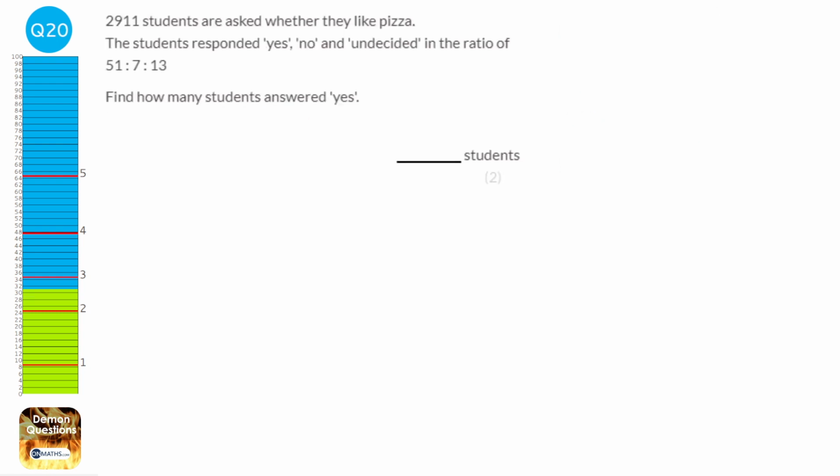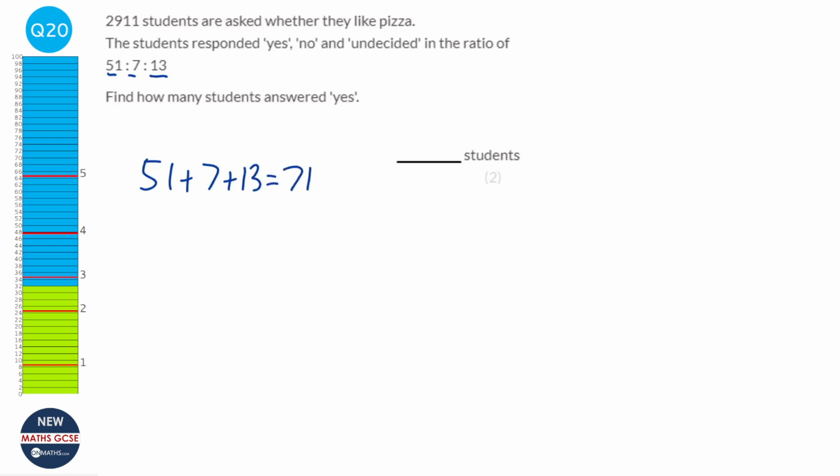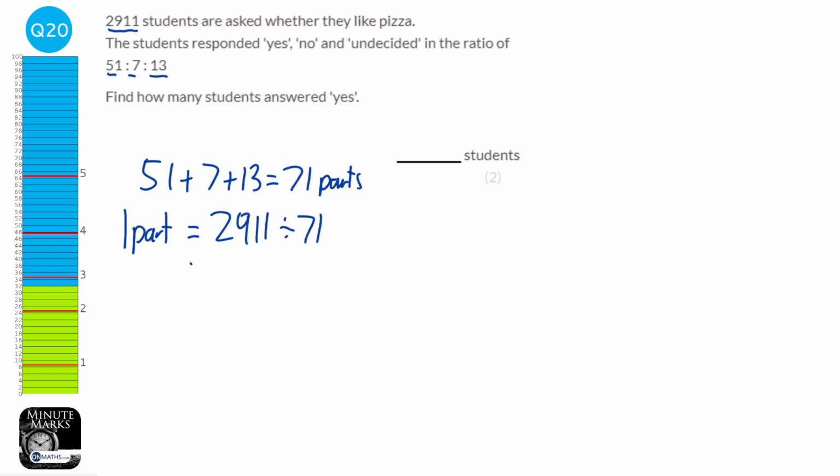We've got to first of all work out how many parts there are altogether in our ratio. So we've got 51 saying yes, 7 saying no, and 13 undecided. So altogether, we've got 51 plus 7 plus 13, which is 71 parts. Now each part is equal. So to find out the value of one part, we're going to do how many students there are, which is 2,911, and divide it by the 71 to find out what one part is worth. How many students are in one part? One part's worth 41 students. So each one of those parts in the ratio is 41 students.